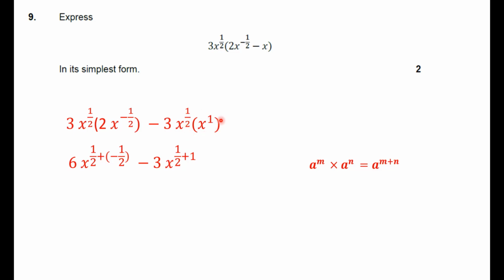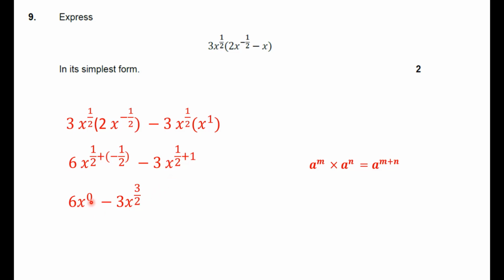And we do the same for the second part. We have x to the power of half times x to the power 1, so we add a half and 1. Now we can tidy this up. We get x to the power of 0 because these two things become 0, and then 1 and a half is the same as 3 halves.